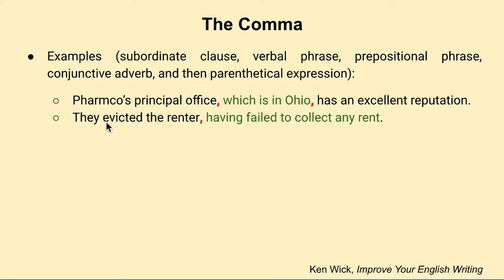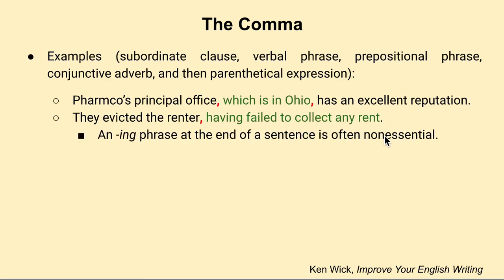And here we have an example of a non-essential verbal phrase. They evicted the renter, having failed to collect any rent. Evicting a renter for failing to collect rent is probably understood from the context. Therefore, we will separate it with a comma because it is most likely non-essential. And just a tidbit, an ing phrase at the end of a sentence is often non-essential. So you'll see a sentence like this with a comma, and then this verbal phrase starting with an ing. Often it is non-essential, and therefore it's a comma.